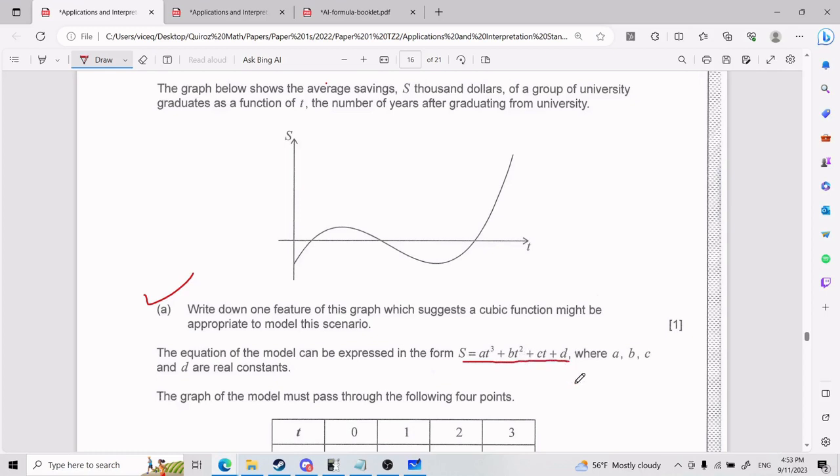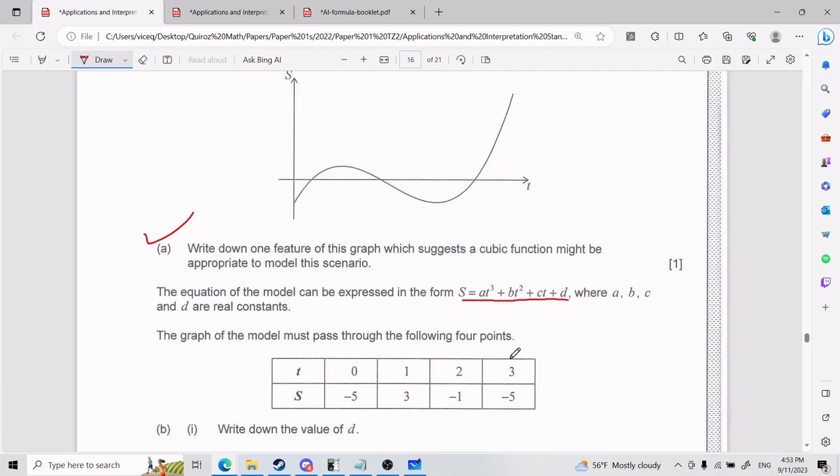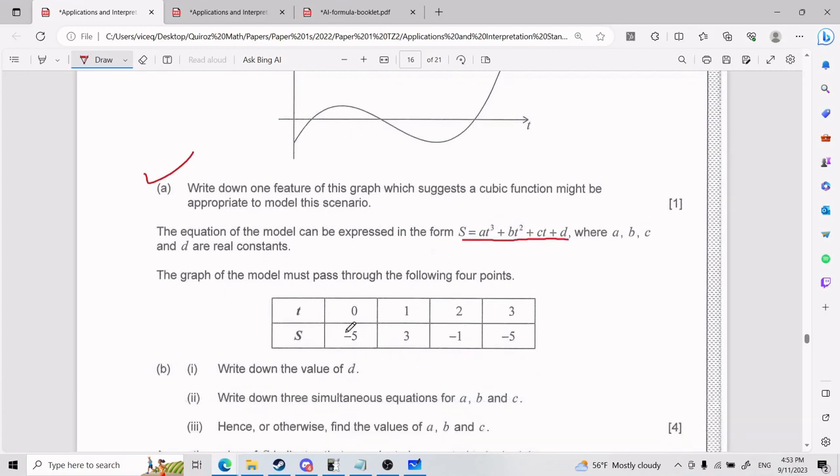S equals all of this stuff, where A, B, C, and D are real constants. The graph of the model must pass through the following 4 points. And so these 4 points are real points. Okay, they are parts of my model. For example, 0 and -5 is right here. This point here is 0, -5. 1 and 3, I mean, I'm eyeballing it, but it's probably this. I wouldn't be surprised if it's this. It's 1, 3.